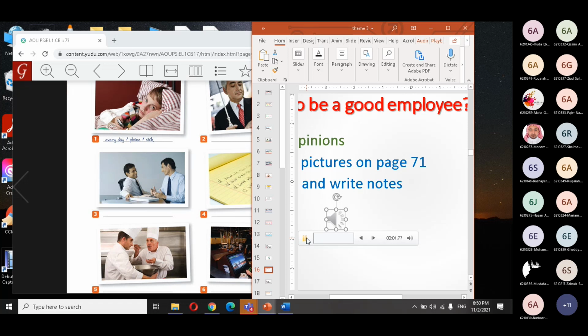Theme 3. Work and business. Can you hear the sound? Yes. Good. Okay. Now listen. Track 3.1.